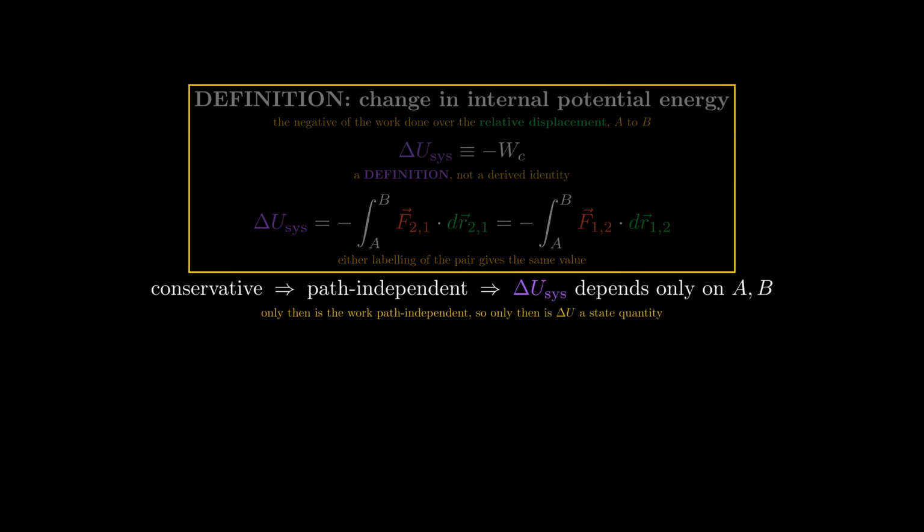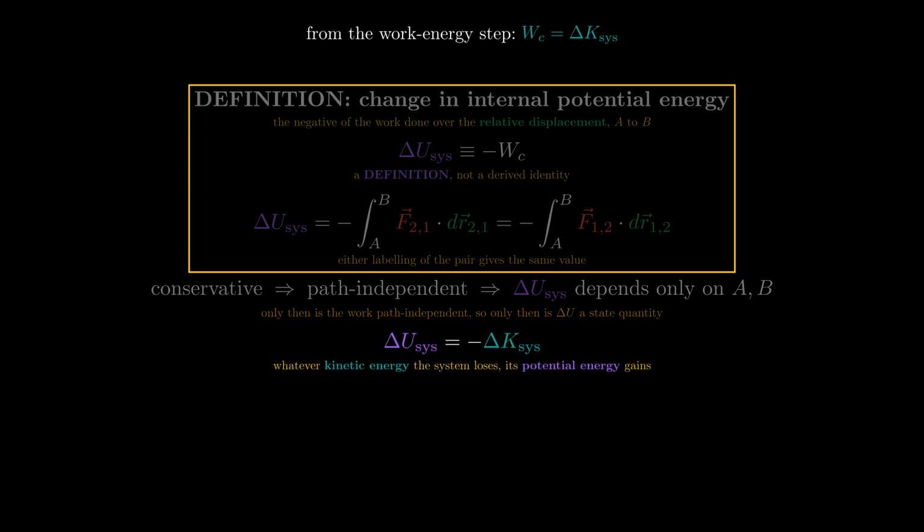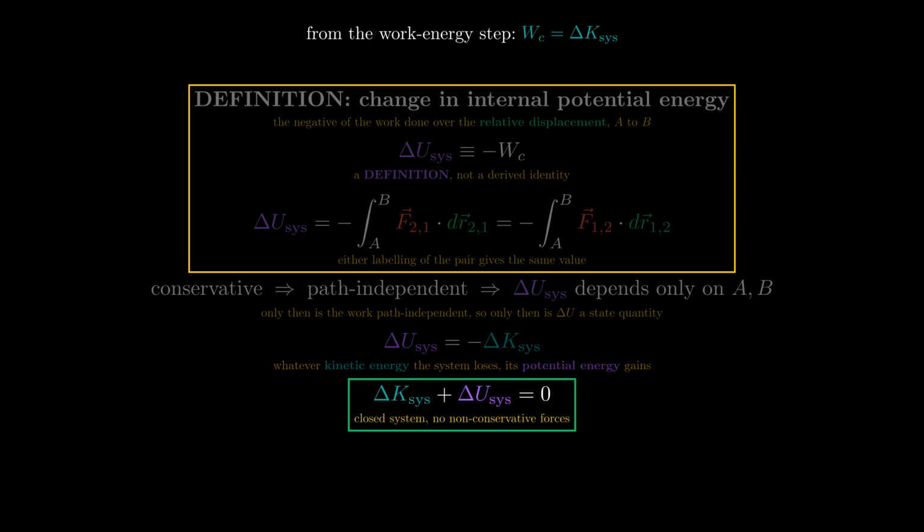Only for a conservative force is the integral path independent, so only then does delta U depend on the two states alone. W sub c also equals the system's change in kinetic energy, so delta U equals negative delta K. Whatever kinetic energy the system loses, potential energy gains exactly. Their sum is 0. And since the work is an integral over the relative displacement, this energy belongs to the pair. No piece of it can be assigned to either object alone.